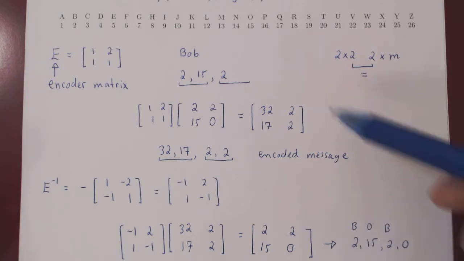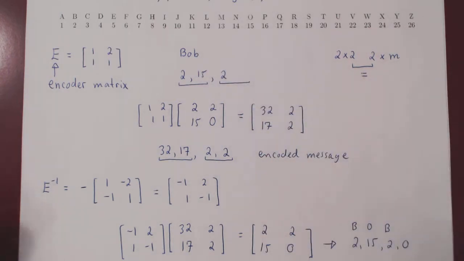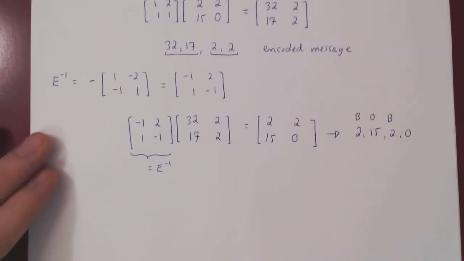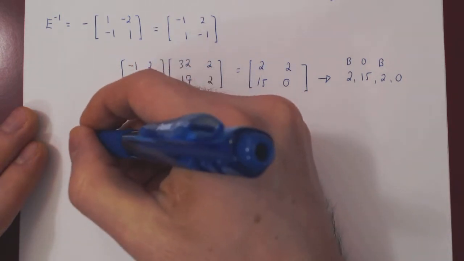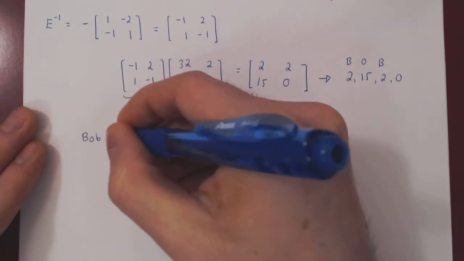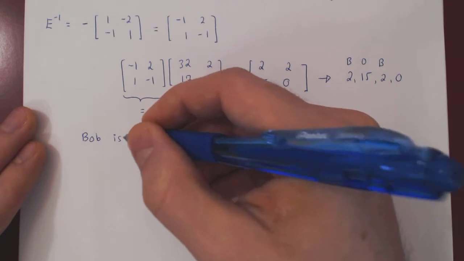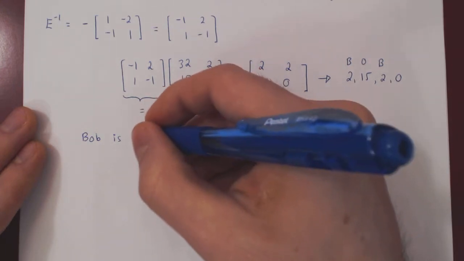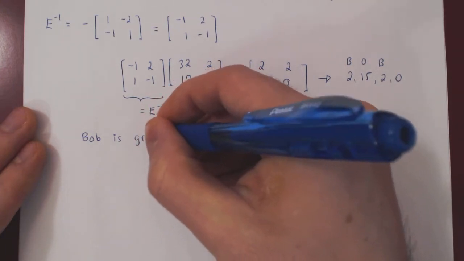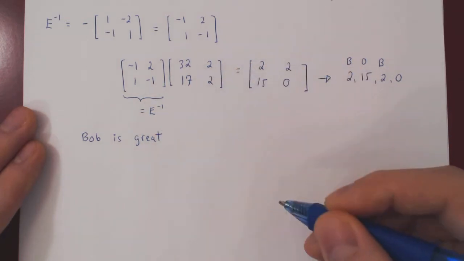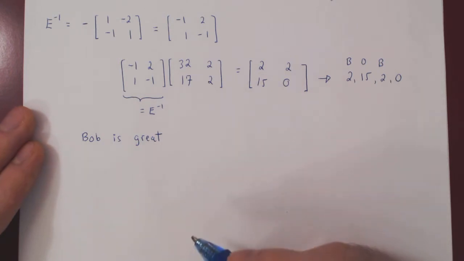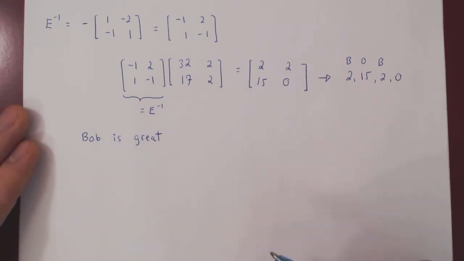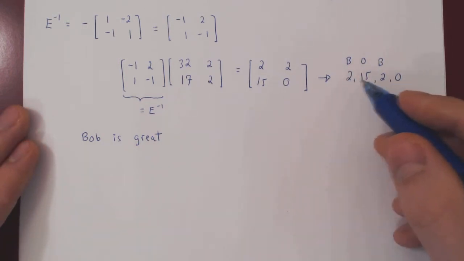Let's do one more example with a slightly longer message. What if we want to send a message, Bob is great? Which is obvious, right? Bob is obviously great. And we'll use the same encoder matrix. So as always, the first step to encode a message is to convert the message into numerical form. We already know that Bob, B-O-B, is 215, 2.